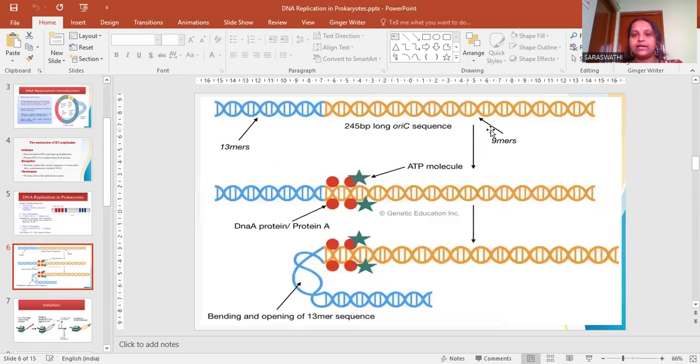This is just another diagram. We have 13 repeats here and 9 repeats here. From there, the DNA binding protein goes and recognizes that ORI site. From there, it triggers the initiation of the DNA replication process.